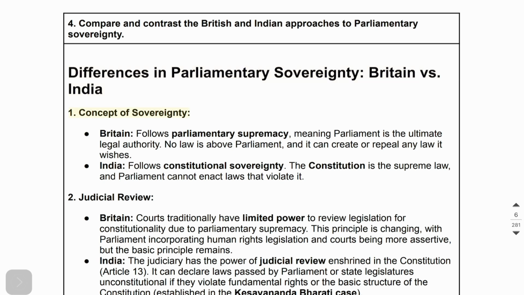1. Concept of sovereignty. Britain follows parliamentary supremacy, meaning Parliament is the ultimate legal authority. No law is above Parliament, and it can create or repeal any law it wishes. India follows constitutional sovereignty. The Constitution is the supreme law, and Parliament cannot enact laws that violate it.